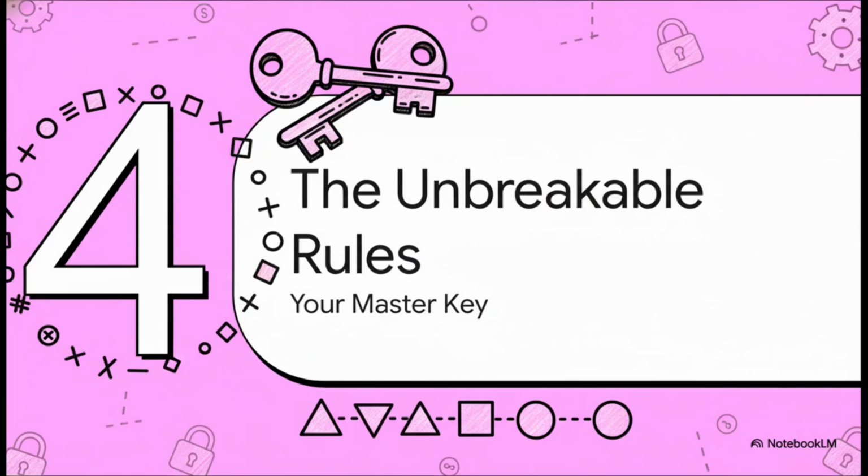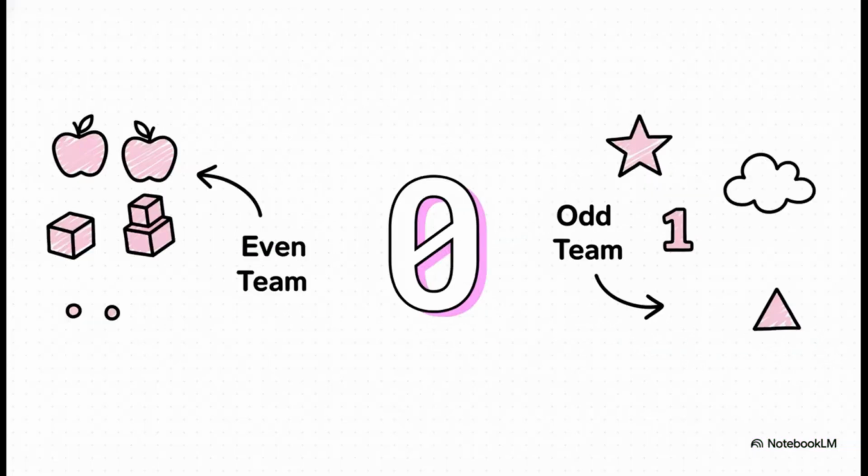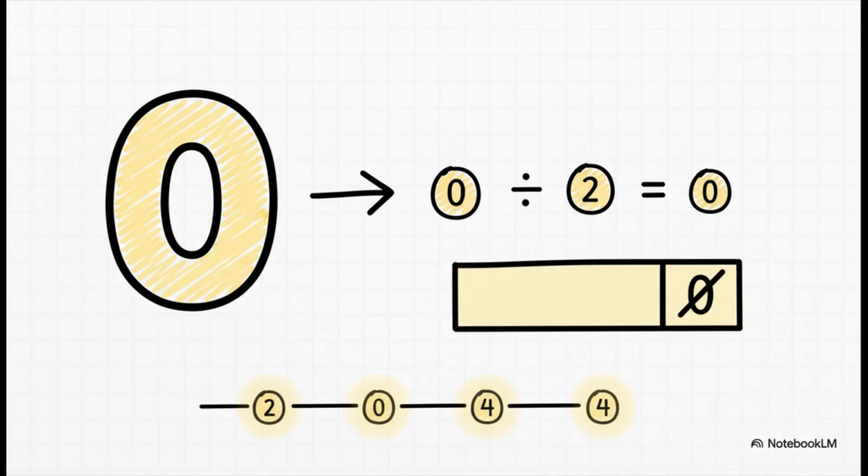So, let's lock in these master keys. These are the unbreakable rules, the absolute foundation of this entire number code we've been cracking. But first, one final pop quiz on a number that sometimes trips people up, 0. Based on everything we've just talked about, what team is it on? 0 is definitely 100% an even number. It fits the definition perfectly. 0 divided by 2 is 0 with no remainder. It's kind of like the official starting point for team even.